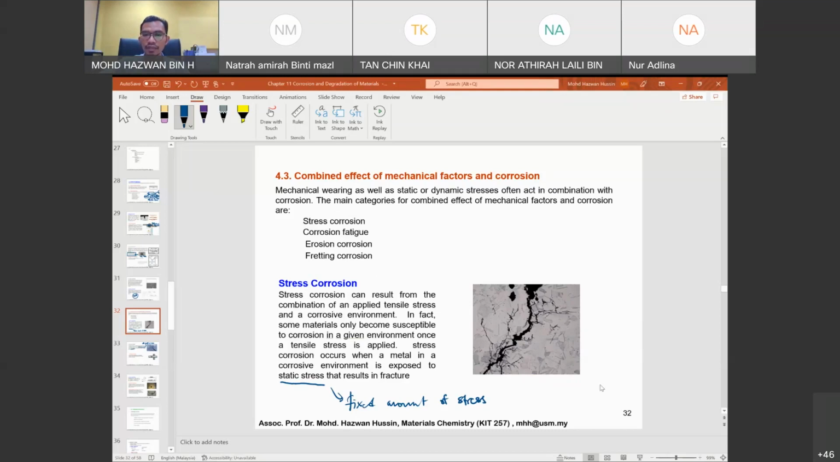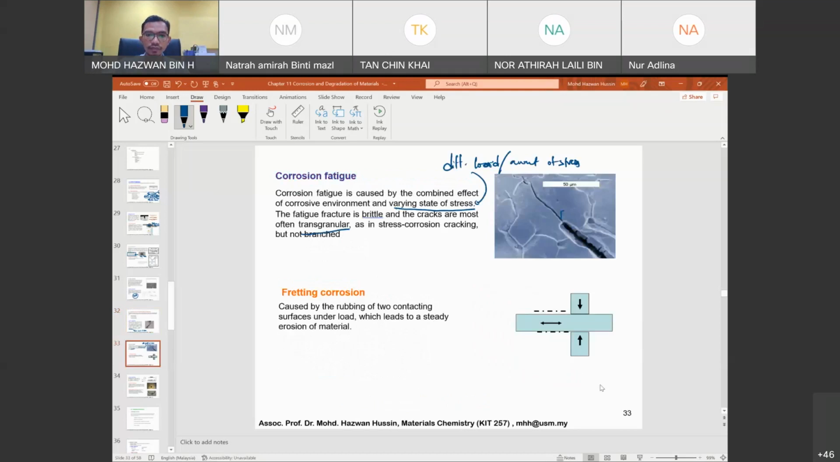You have hyper branch cracking. Fretting corrosion, meanwhile, is a corrosion caused by rubbing two contacting surfaces under load. You have fretting, you have friction. This is the case if you have a structure like a lever, a door opener, a joint, a loose joint whatsoever.